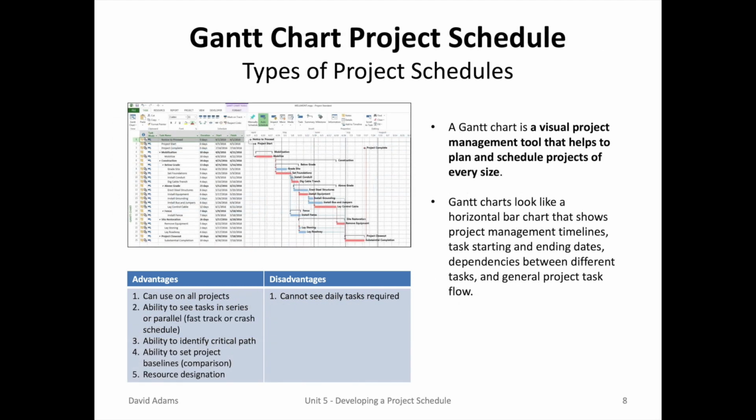And the third type of project schedule we'll take a look at is a Gantt chart. It's a favorite among project managers. It's a tool that helps you plan and schedule projects of every size. It's really a horizontal bar chart that shows project management timelines, the task starting and end dates, dependencies based on whether things are done in parallel or in series, and it really shows you the overall project task flow. In this course, we will learn about Gantt chart project scheduling as part of the case study.